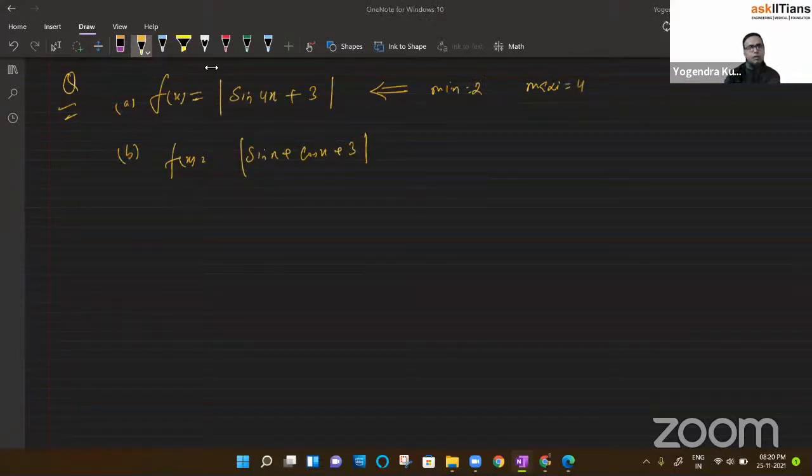How do we do that? We already know sine of 4x is always going to lie between -1 to 1. Then plus 3, we will add on both sides. Then we are putting mod, but it is already positive, so it is not going to change, right? Okay, that's it.